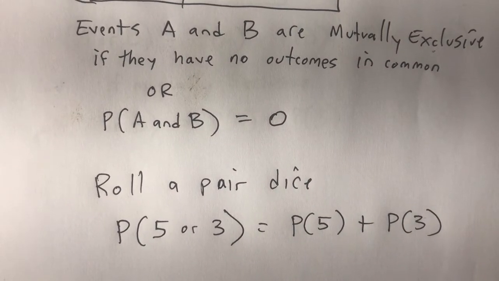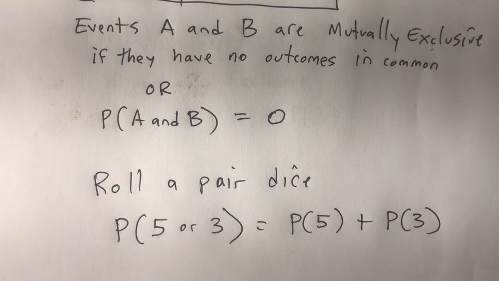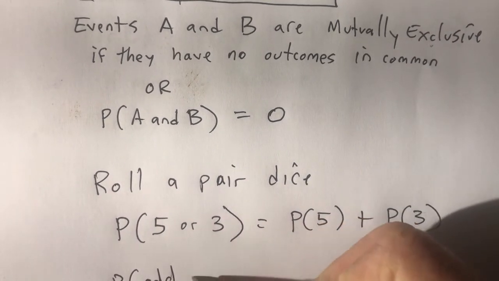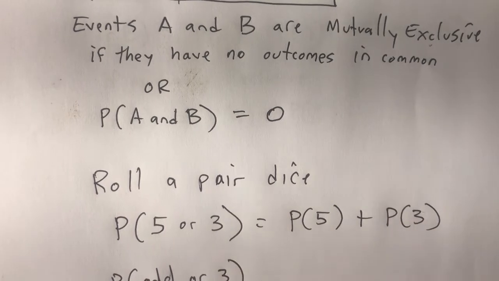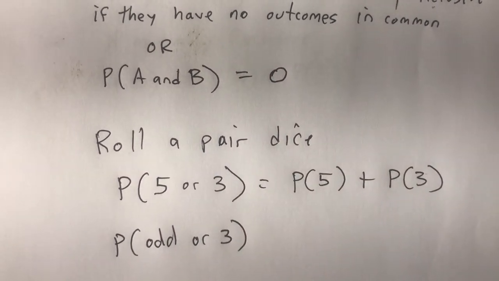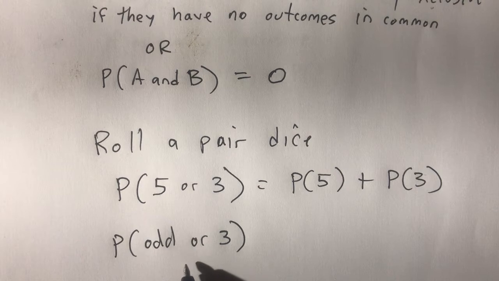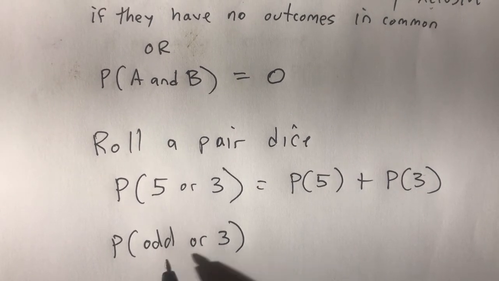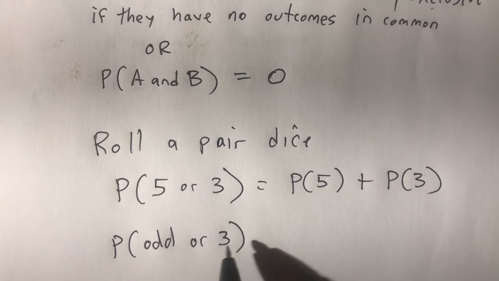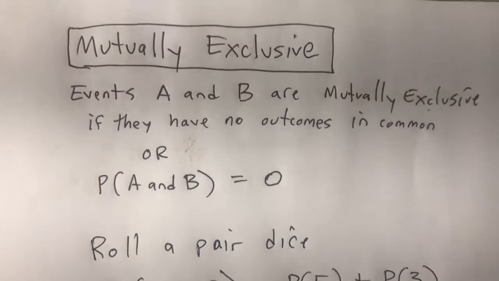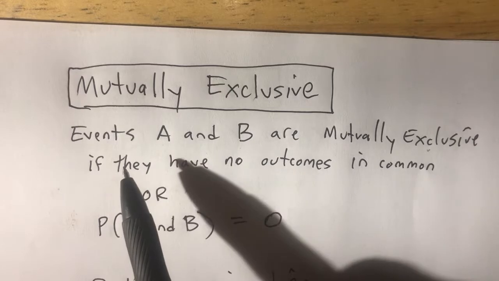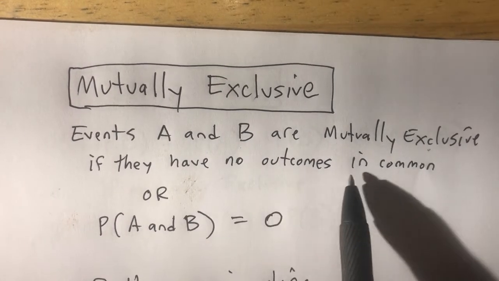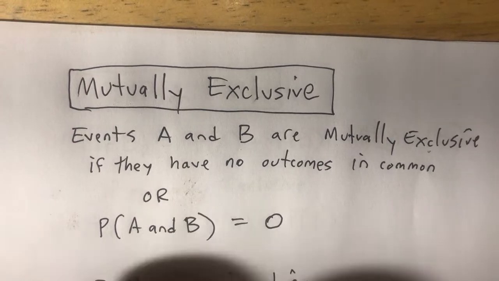That's what the addition rule is. We'll get more into that later. But let's look at this. What's the probability that you get an odd or a 3? An odd number or a 3. All right, now these are not mutually exclusive because 3 is an odd number. So if you roll a 3, you're getting an odd and you're getting a 3 at the same time. And that's not mutually exclusive. Mutually exclusive is when two events A and B have no outcomes in common.